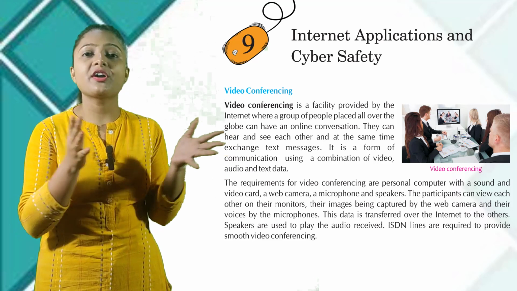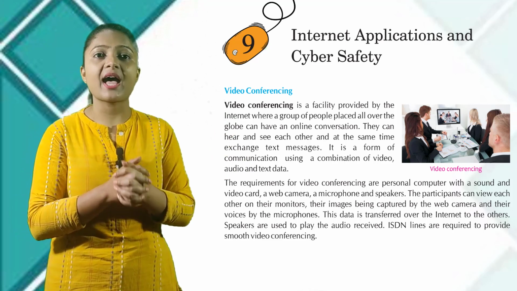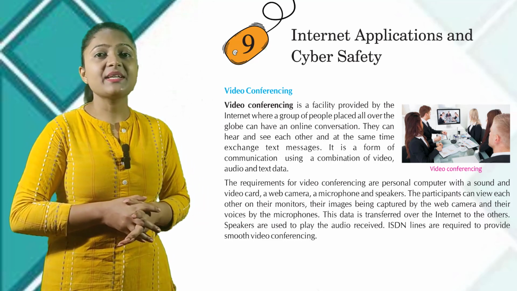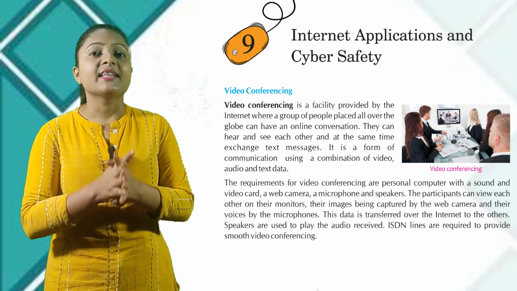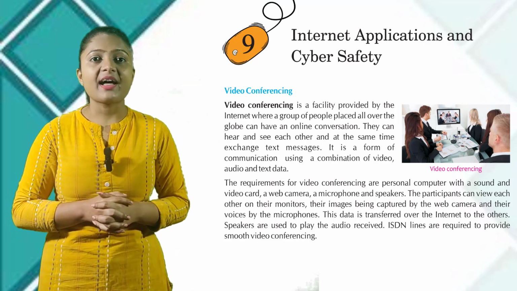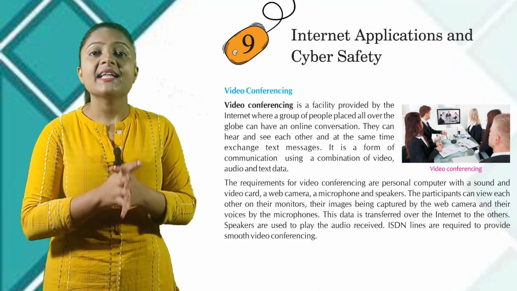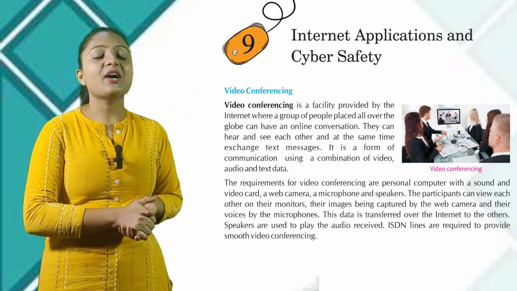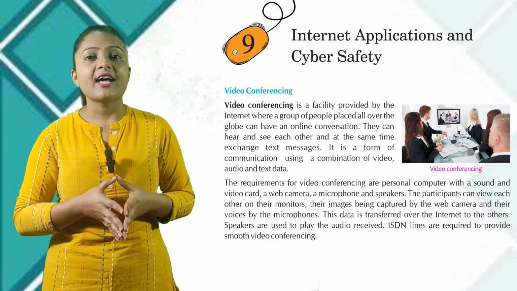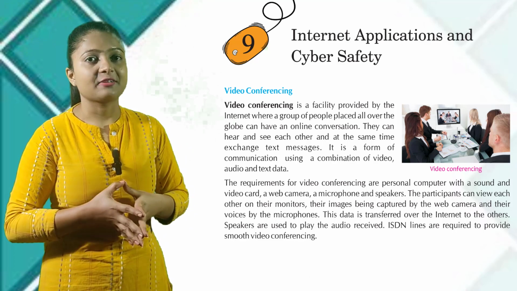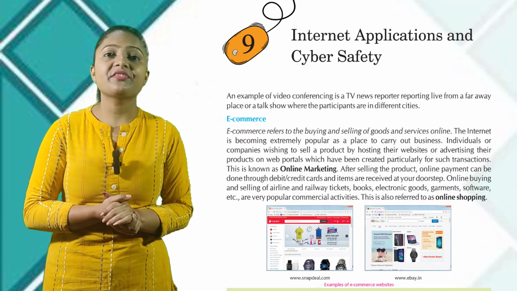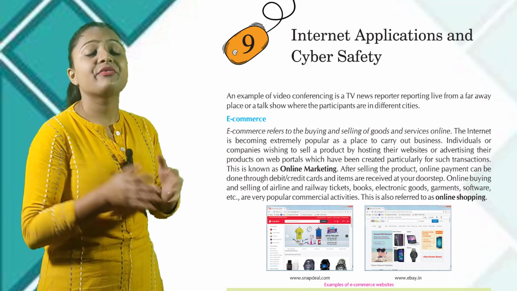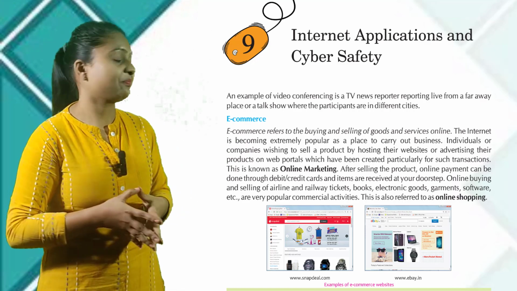The requirements for video conferencing are a personal computer with a sound and video card, a web camera, a microphone, and speakers. The participants can view each other on their monitors, their images being captured by the web camera and their voices by the microphones. This data is transferred over the internet to the others. Speakers are used to play the audio received. ISDN lines are required to provide smooth video conferencing. An example of video conferencing is a TV news reporter reporting live from a faraway place, or a talk show where the participants are in different cities.